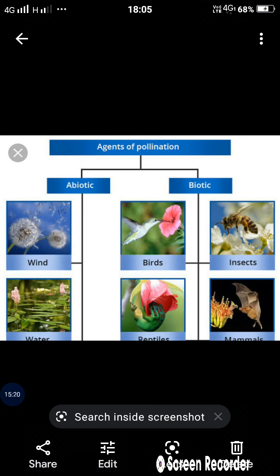Anemophilous, hydrophilous plant, entomophilous plant, etc. And after that we discuss some outbreeding devices in the next lecture.